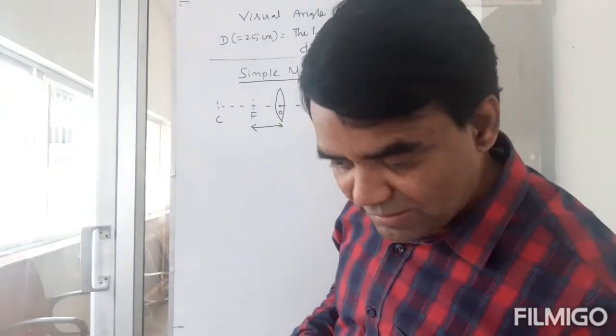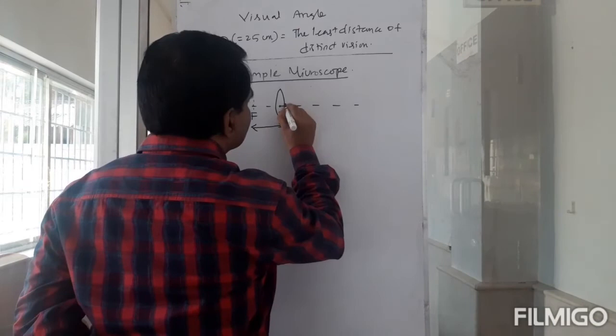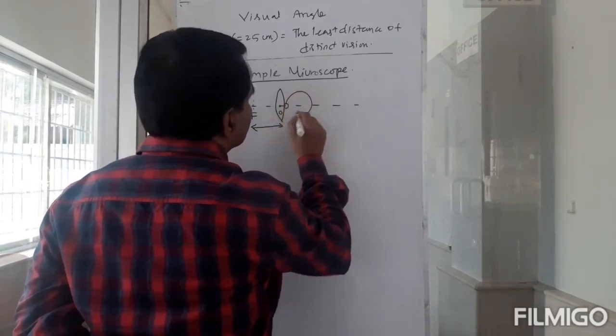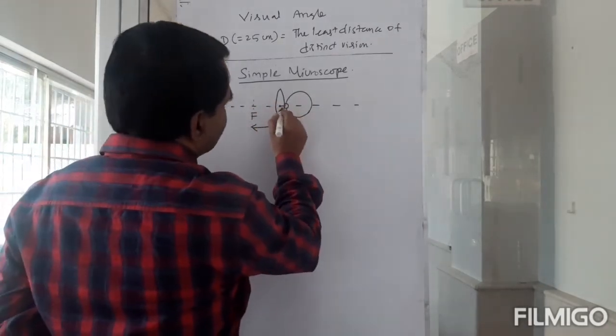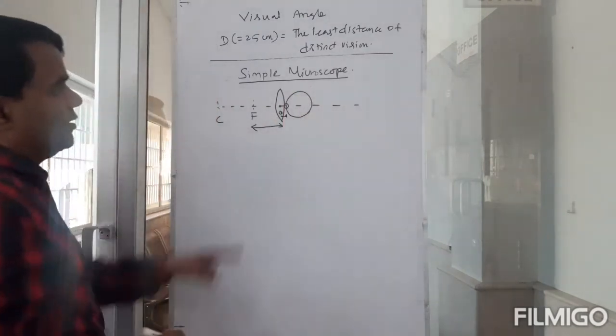So my eye is very, very close to this. This is how I keep my eye. This is the pupil, and this is my eye. Since it's a thin lens, I can ignore this distance. My eye is here.